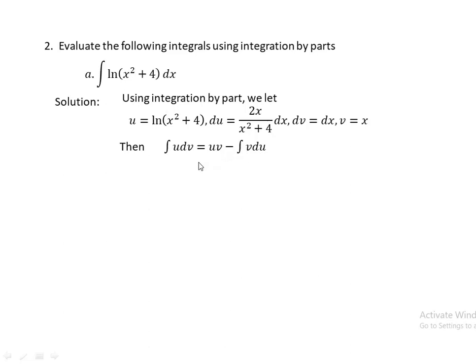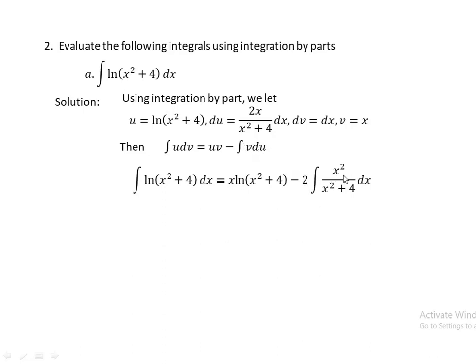We have the integral of ln of x squared plus 4 dx, because our u is ln of x squared plus 4 and our dv is dx. Then u times v becomes what? ln of x squared plus 4 times x, because our u is ln of x squared plus 4 and v is x. Therefore we have x times ln of x squared plus 4 minus the integral of v du.